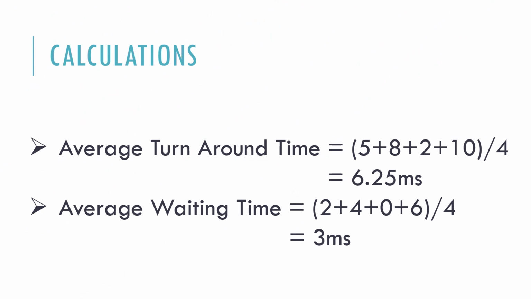Now, calculating the average turnaround time, 5 plus 8 plus 2 plus 10, which is 25, divided by 4 gives us 6.25 milliseconds. Average waiting time will be 2 plus 4 plus 0 plus 6, which is equal to 12, divided by 4 equals 3 milliseconds. So, the average turnaround time for this example is 6.25 milliseconds and the average waiting time is 3 milliseconds.